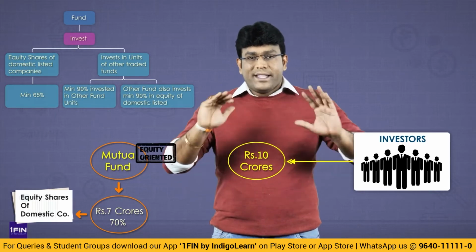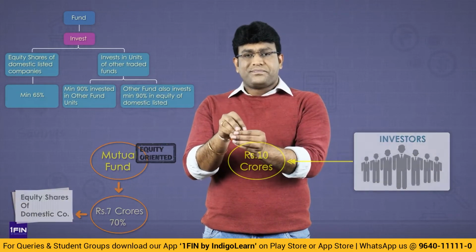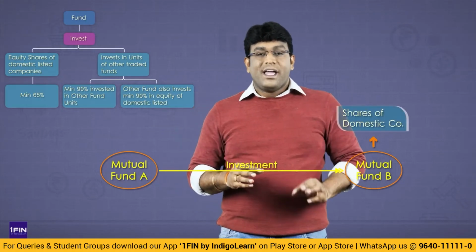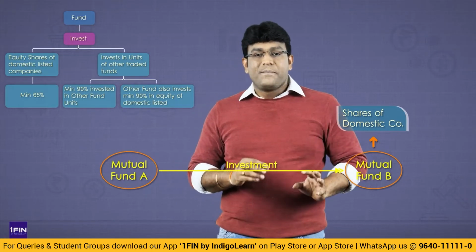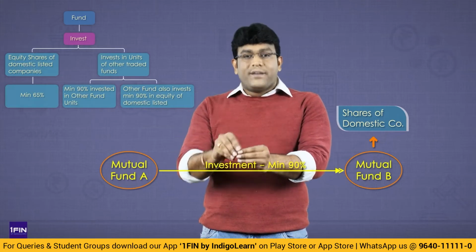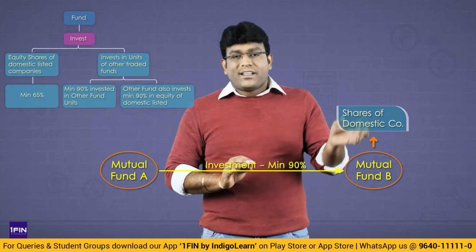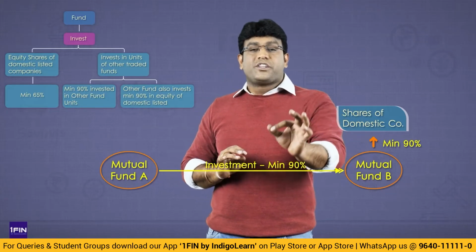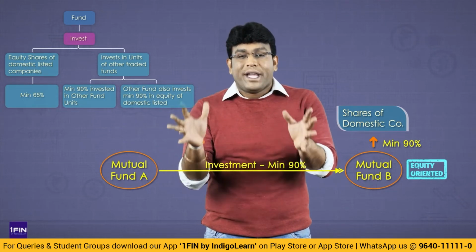This is the first possibility. There is one more possibility of an equity oriented mutual fund, that is a mutual fund investing in another mutual fund, and this other mutual fund is investing in equity shares. In that case, the percentage is not 65%, it is 90%. That means the first mutual fund should invest at least 90% of the total proceeds in another mutual fund, and that other mutual fund should again invest at least 90% in equity shares of domestic companies. Then we will regard the first mutual fund as an equity oriented mutual fund.